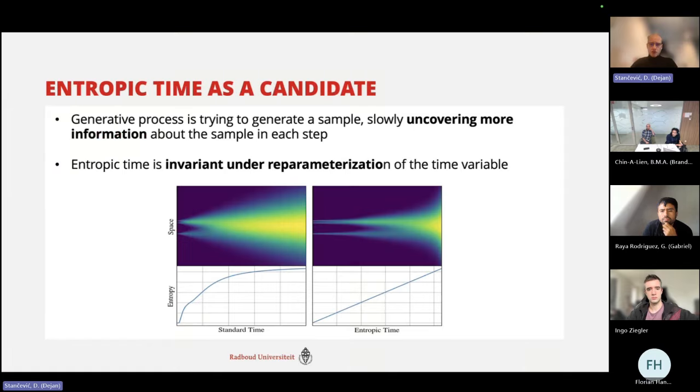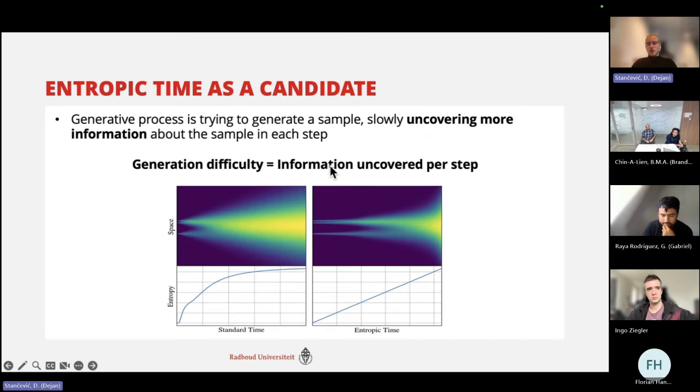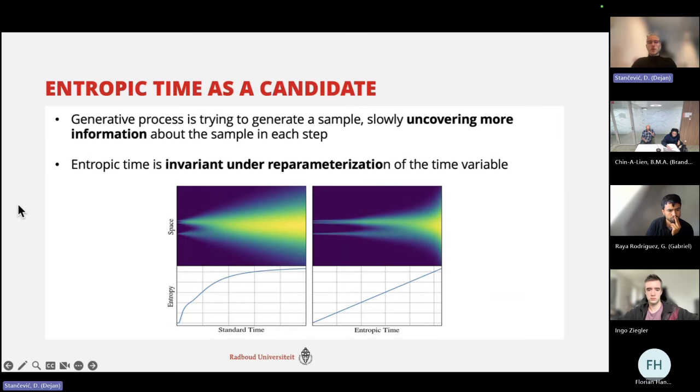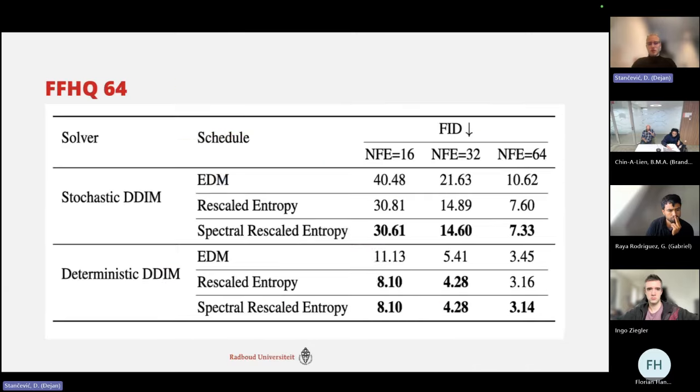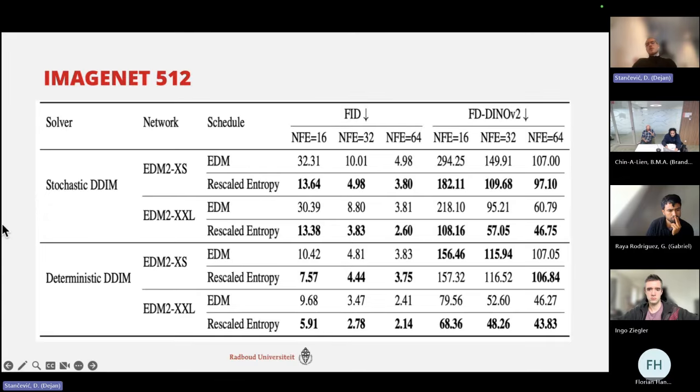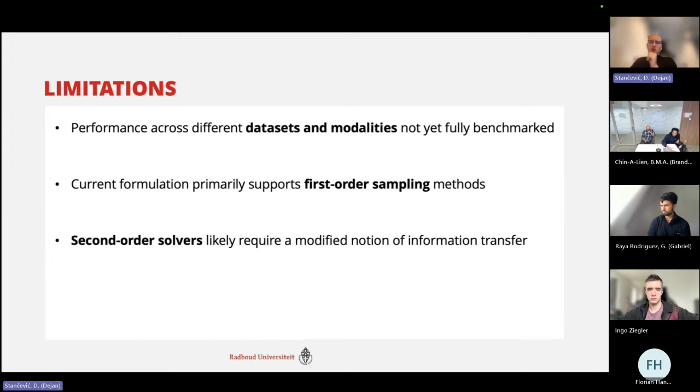We are trying to capture generation difficulty, and for first order solvers, you can think of it like this: if I'm trying to denoise from one time step to another, I'm basically using information available here to go to here. But higher order solvers look ahead. So an intuitive reason one might give is that higher order solvers are not respecting our information transfer. They look a bit ahead and then infer how to move. That is one reason why higher order solvers do not perform that well when using conditional entropy. We would need some different notion of information transfer for higher order solvers. So that's the biggest limitation of our work: second order or higher order solvers.